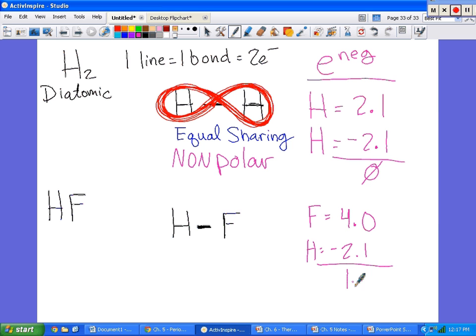Now, in this chapter, you will not have to do this. In chapter 6, I'm going to teach this to you. When you do this math, there is a range in which it will tell you the bond type. We're going to hold off on that for just right now. Now, one line equals one bond, which equals 2 electrons.